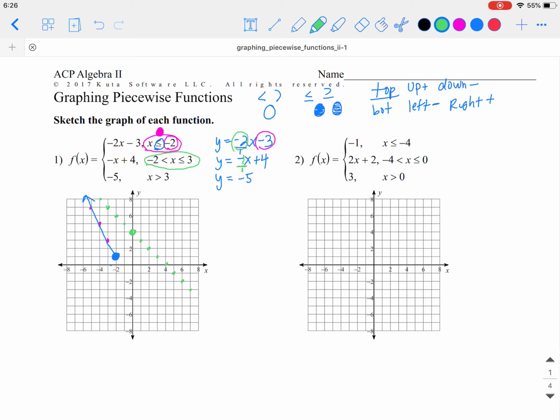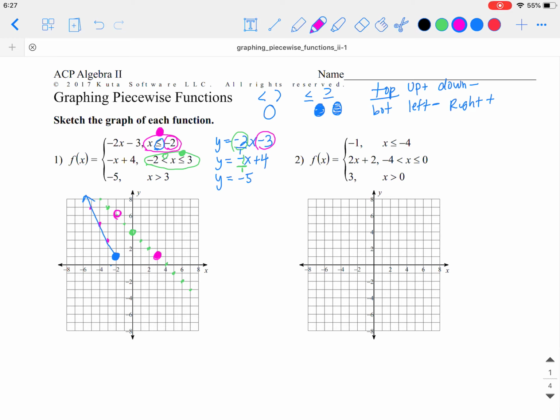So I have -2 to 3. So I have an open circle on -2 and a closed circle on 3. So I'm going to look at where this green function hits that x-axis at -2. It's right here. I'm going to put an open circle right here. And let's see, at 3, I'm going to put a closed circle.